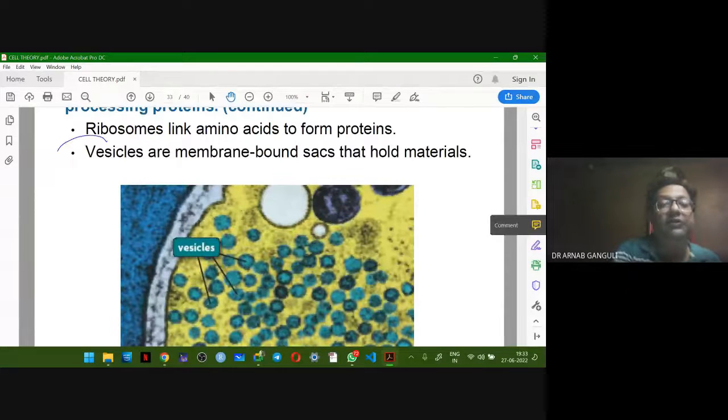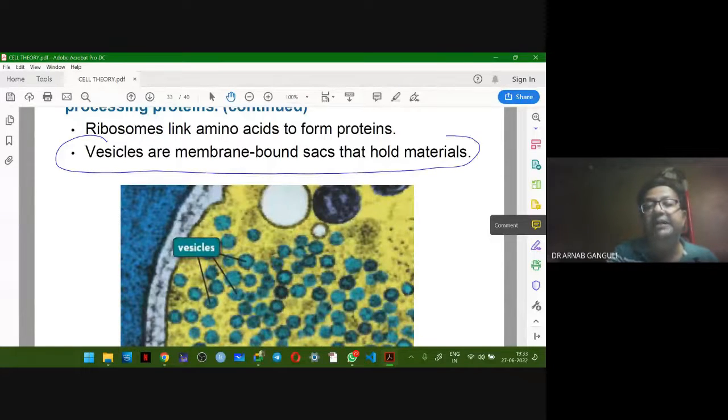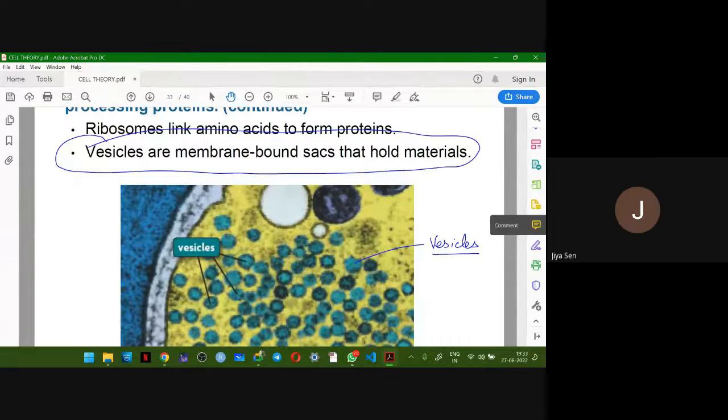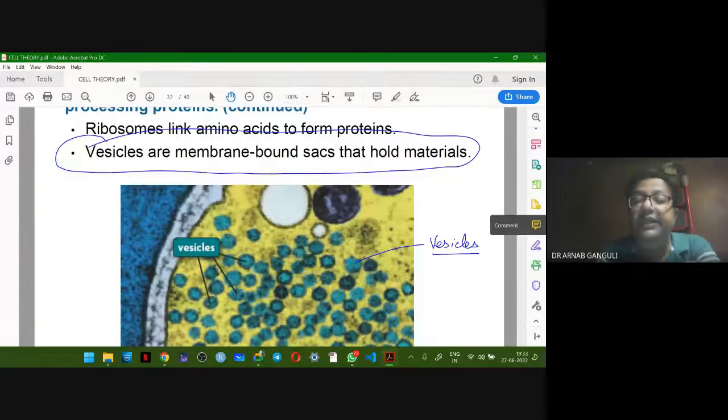Then there are lots of vesicles present. They are membrane-bound sacs that hold materials. You see these vesicles over here, blue colored? They hold materials, which can be little protein molecules or enzymes, whatever it is. They are enclosed in membranes.